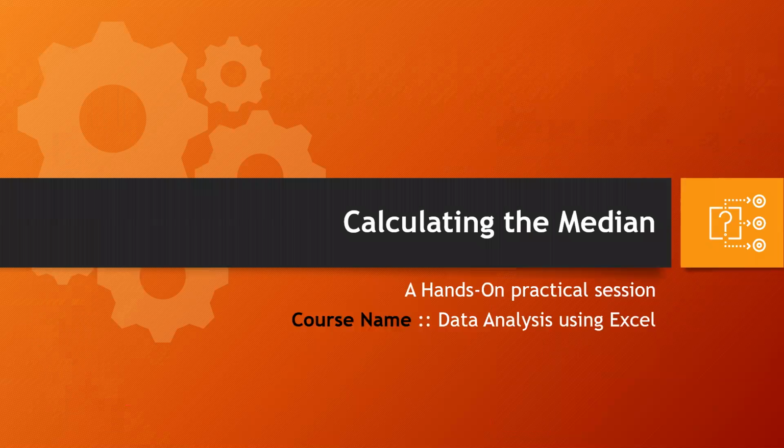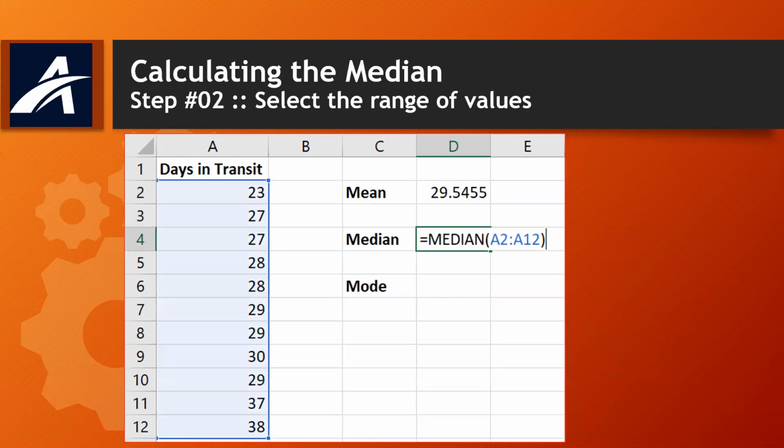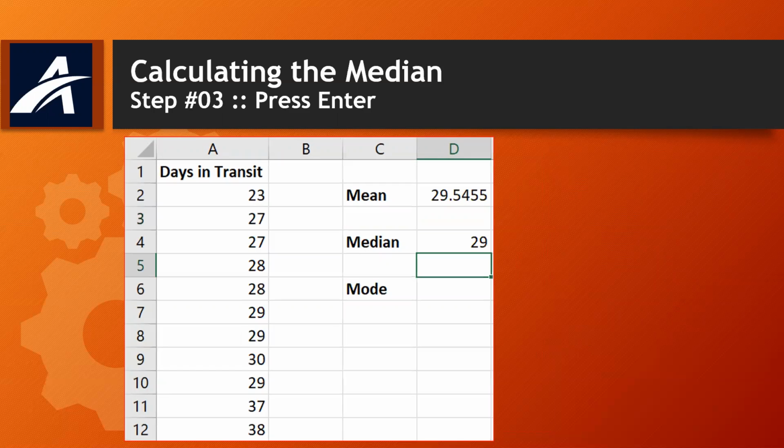Next, you're going to calculate the median. Once again, select a specific cell, in this case D4, and type the word MEDIAN, an internally built function within Excel, and open the parentheses. Select the data range, close the parentheses, press enter, and Excel gives you the actual median. The median is the value that appears right at the center of a given data set after sorting the data set in ascending order.